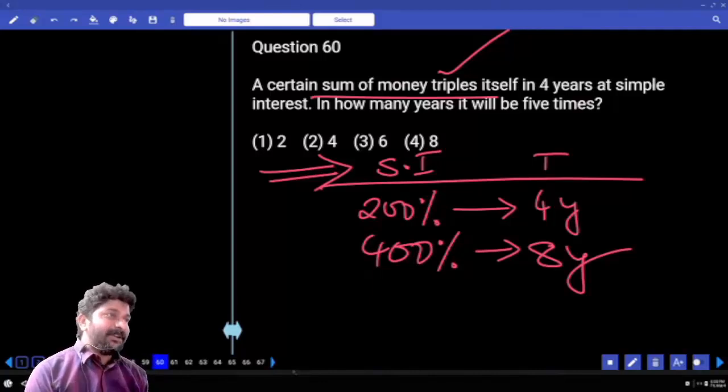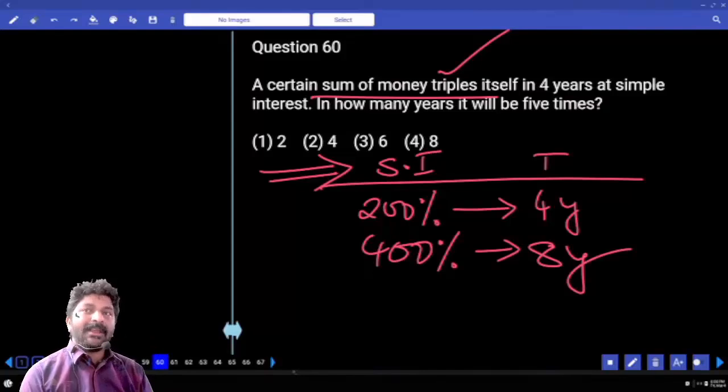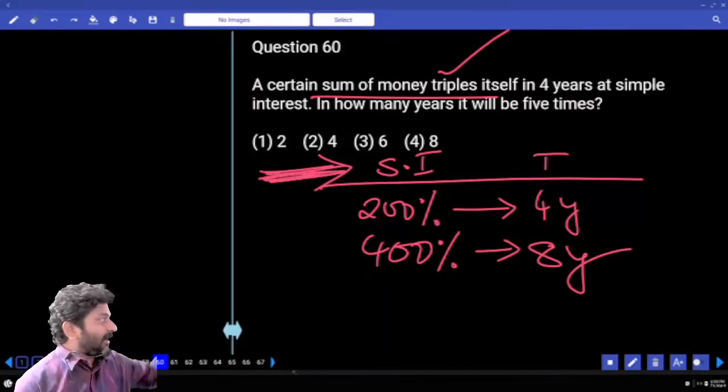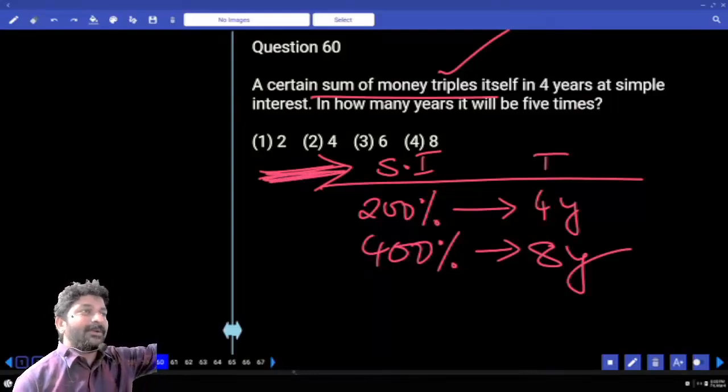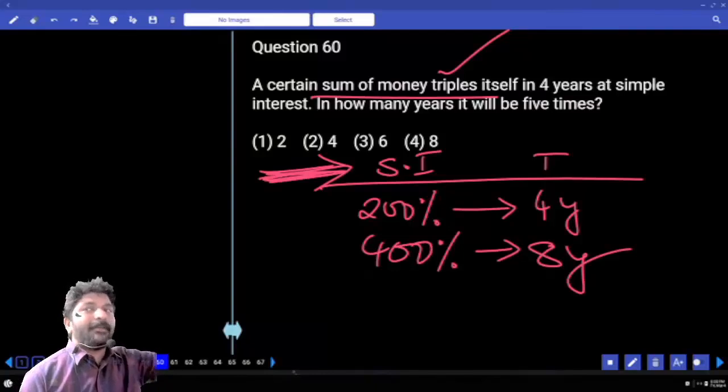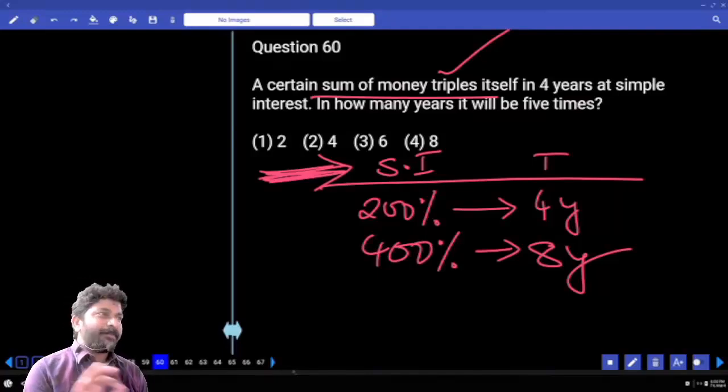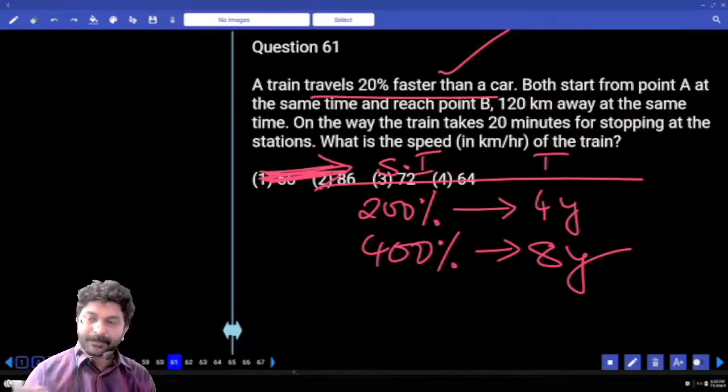That itself is a simple interest property. If we calculate interest per month, every month it is same. Per year also same. So that is the relation I am making here. As interest is same for given time period, 200% interest is coming for 4 years. 400% interest will come for how many years? That's what we are calculating. We are not using any formula. Okay, right. Just basic property of simple interest.